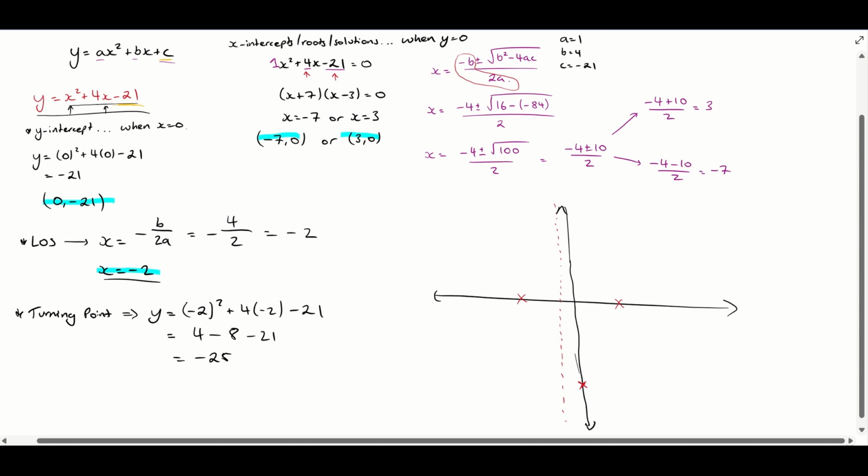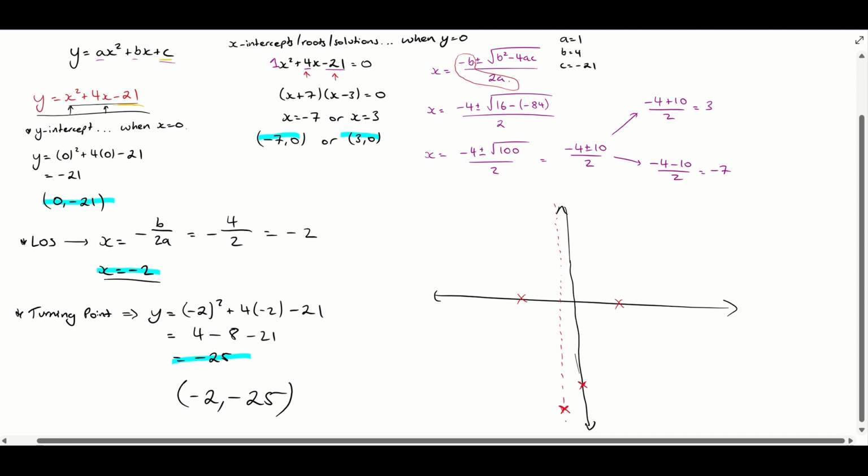And our turning point is at minus 25. Well, if the y coordinate is minus 25, then it's going to be negative 2 for our line of symmetry, minus 25. That's going to be the coordinate for our turning point. And if we pop that in, that's going to be just down here somewhere a bit below the y-intercept.